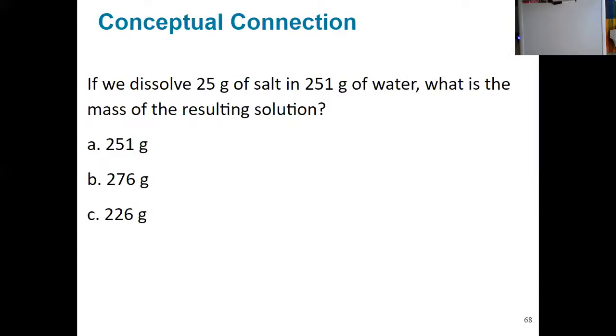Just as a quick concept check, checking in on the law of conservation of mass, pretty much. If we dissolve 25 grams of salt in 251 grams of water, what is the mass of the resulting solution? Okay, hopefully that's clear.